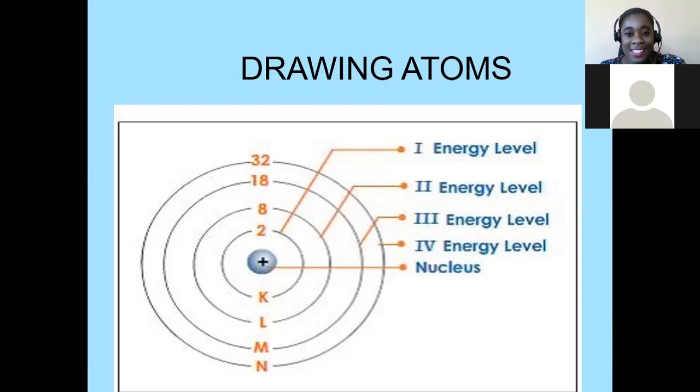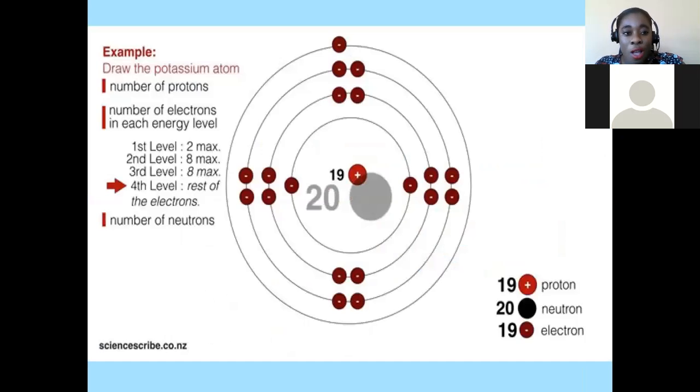Nice, nice, nice. Now, example, draw the potassium atom. Number of protons. How many protons would potassium have? 19, miss. Very good. 19. What about electrons? How many electrons would potassium have? 19. Excellent. And how many neutrons would potassium have? 20, miss. Excellent. So we write down the number of protons first, then we write down how many neutrons and how many electrons, and then we start putting them on shells, which is the exciting part.